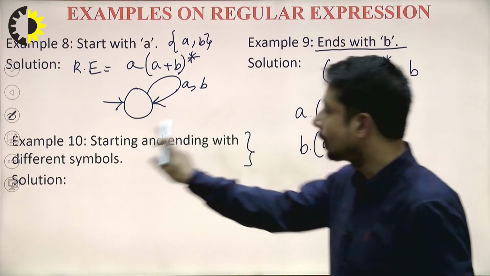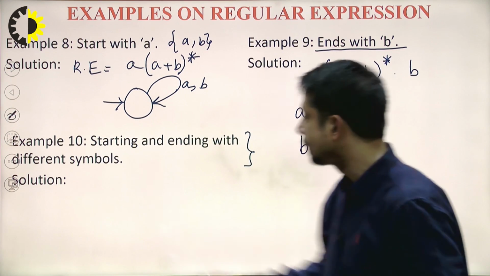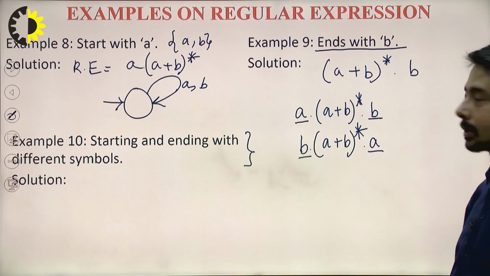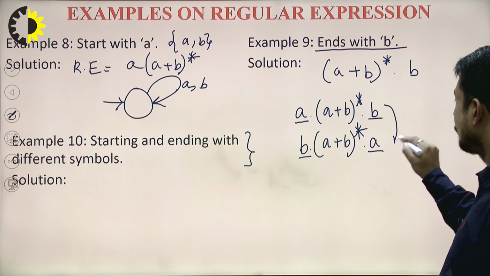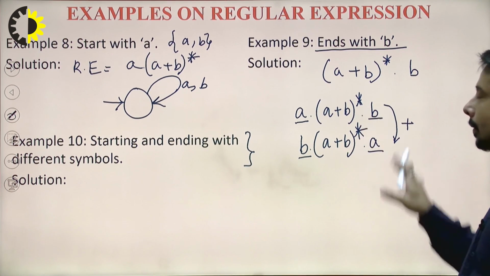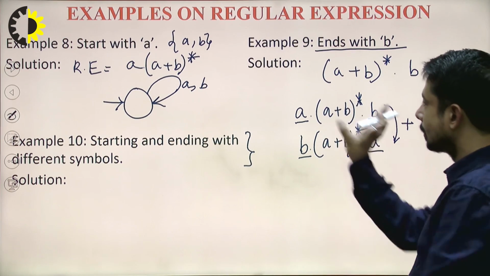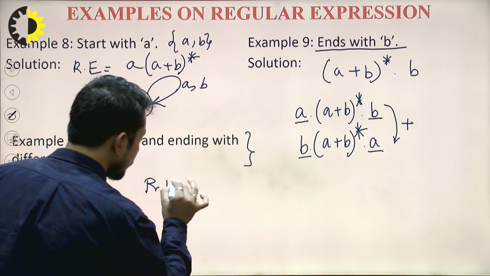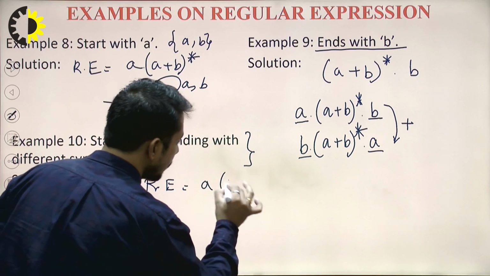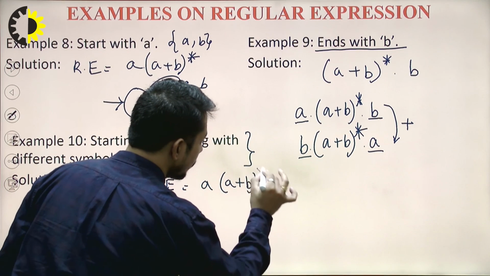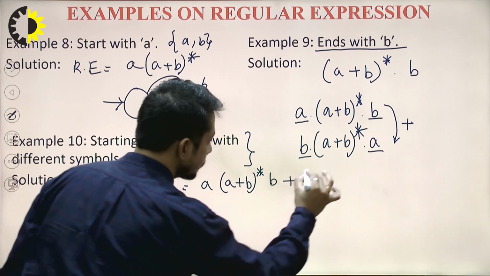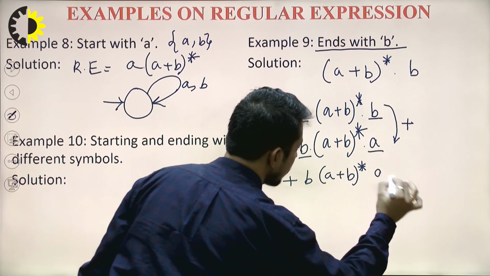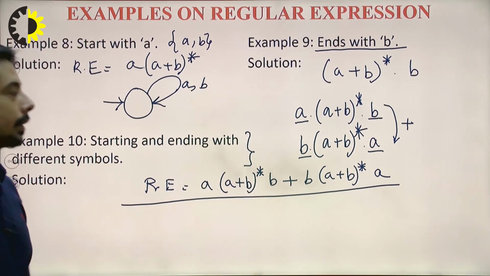Now I need what? Starting and ending with different symbols. So starting and ending with different symbols, all are possible. Therefore, what I will do? I will just put a plus operator in between that. So I am trying to union these two concepts, and therefore the final expression will be what? The final expression will be A (A plus B)* B plus B (A plus B)* A. So this is the final expression.